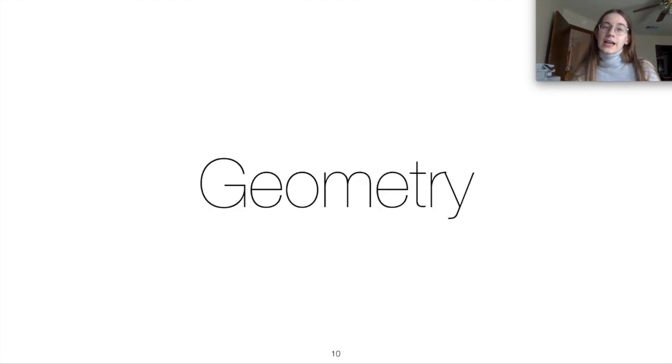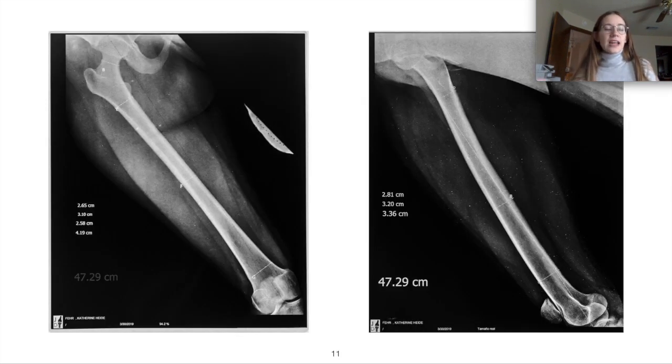So geometry, I'll have to be honest, I think this is the part that took me the most time, and you'll see why. I did not have access to a CT scan of my femur, but I was able to get x-rays. As you can see here, you can even see my name is on them. The technician was very helpful, and he provided me with some of the measurements, like the length of my femur, which is 47.3 centimeters almost, and some of the dimensions of the cross sections.